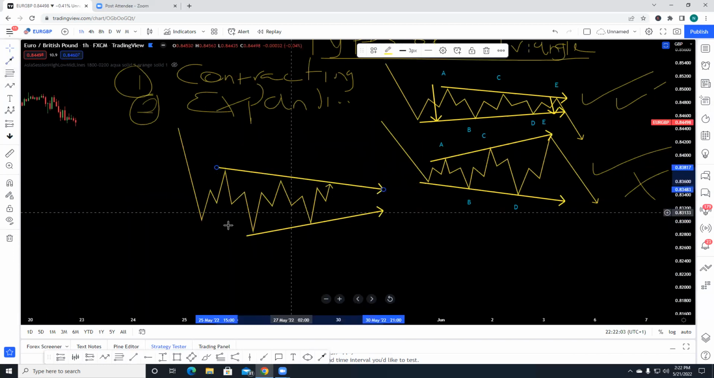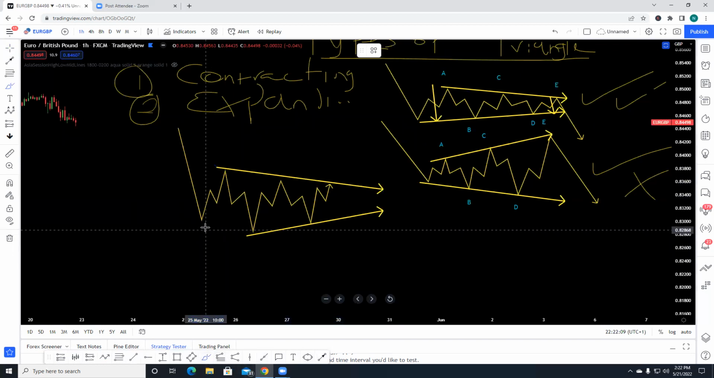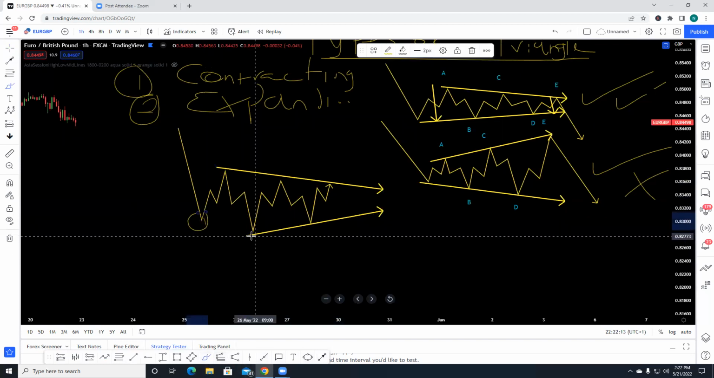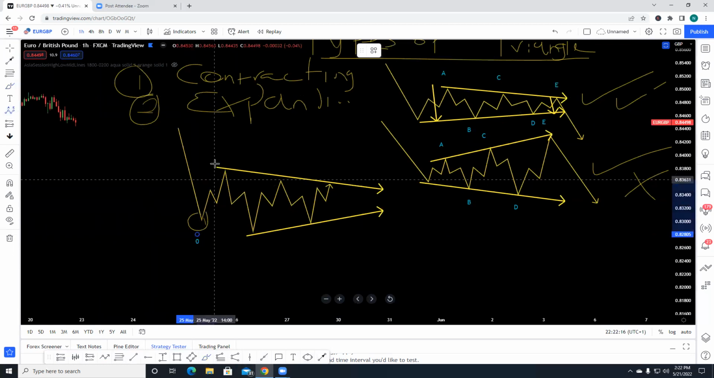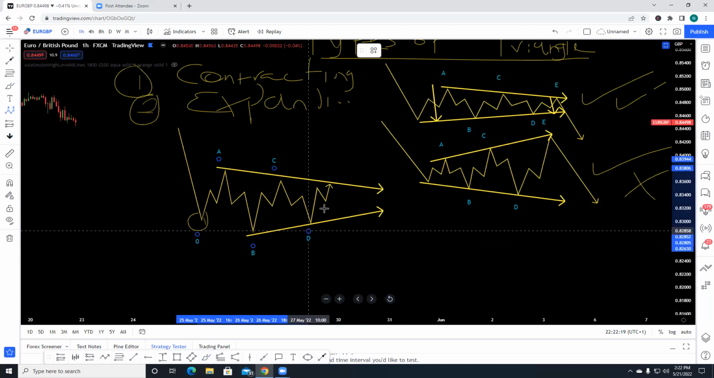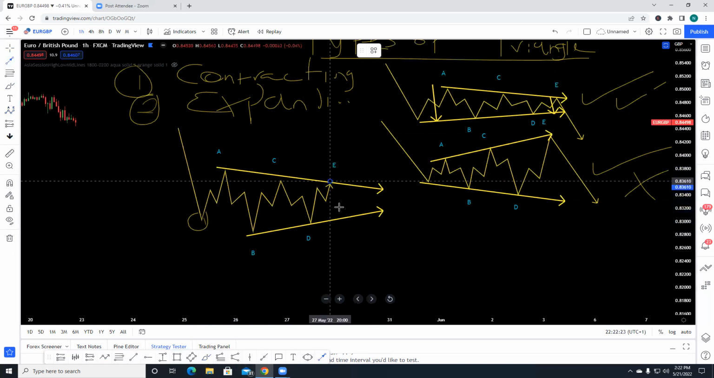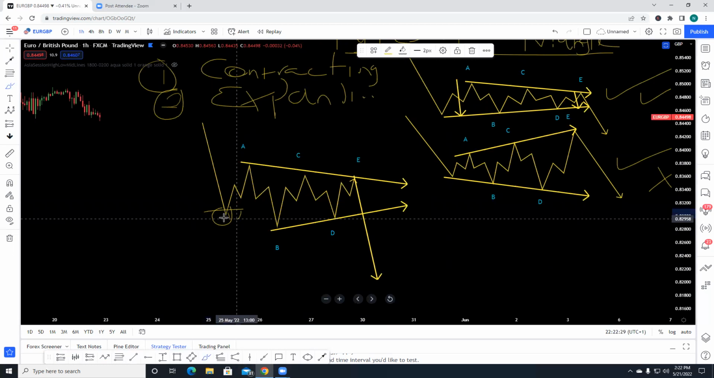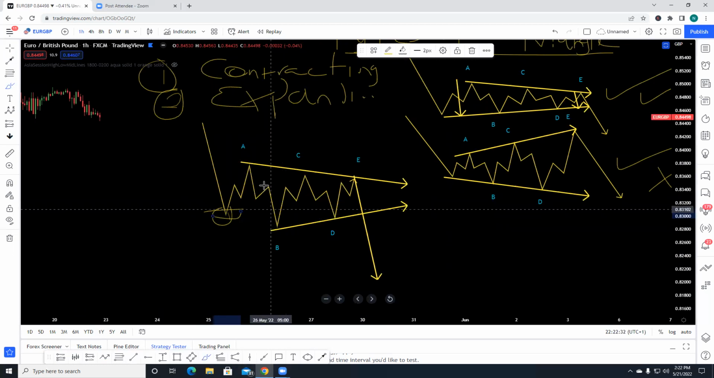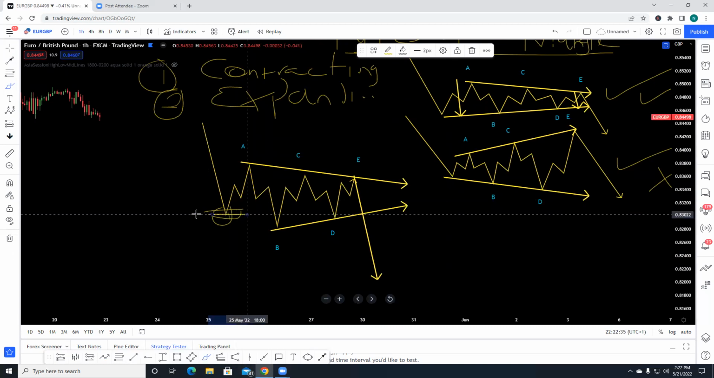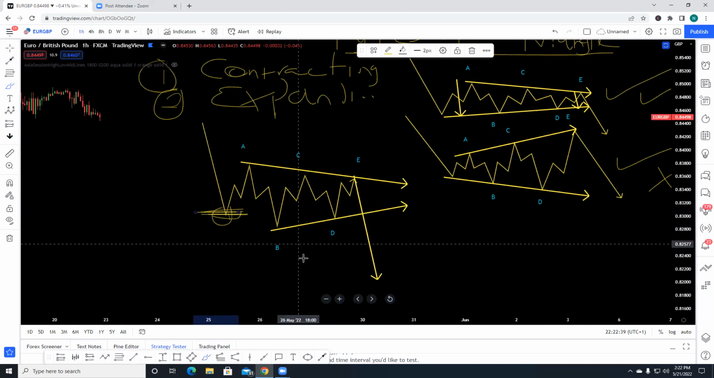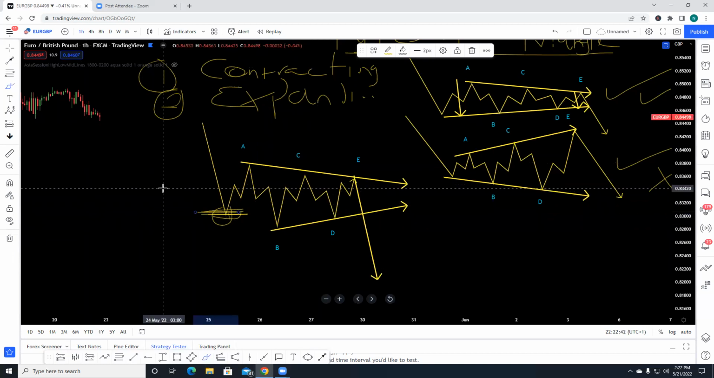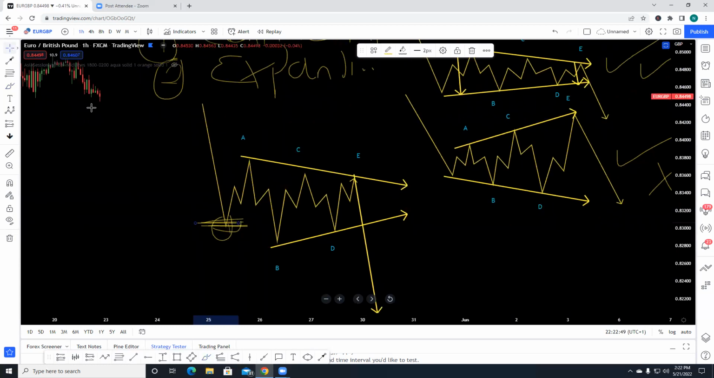You notice something, guys? The beginning of this wave A here does not come to the level of wave B. All right, let's label A, B, C, D, E, and then boom, continuation to the downside. But do you notice something, guys? The beginning of wave A here does not touch the lower boundary of the triangle. So you now find wave B breaking the level of the start of wave A within a triangle. Whenever you see this occurring in a triangle, this is what is called a running triangle, guys.